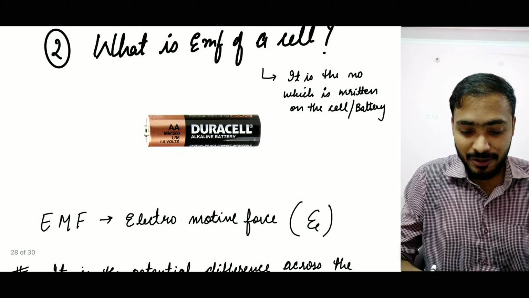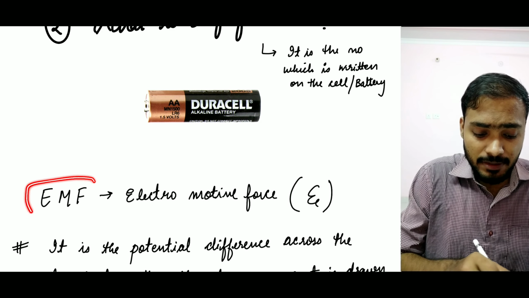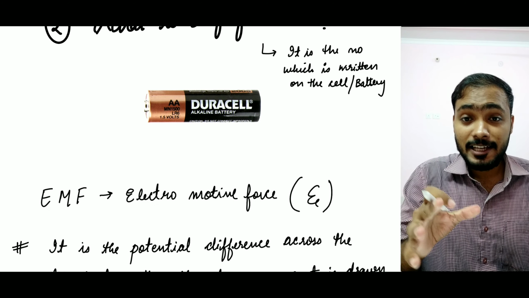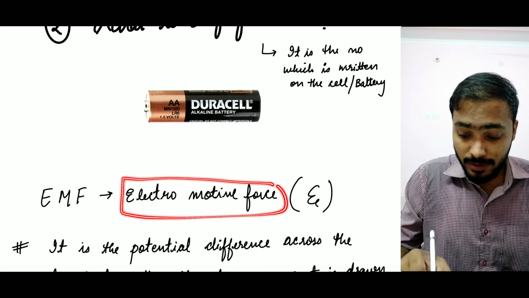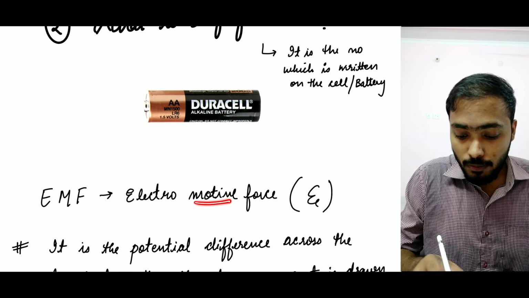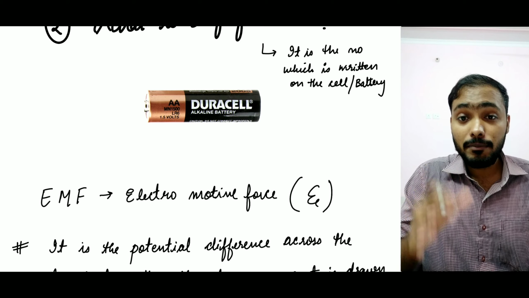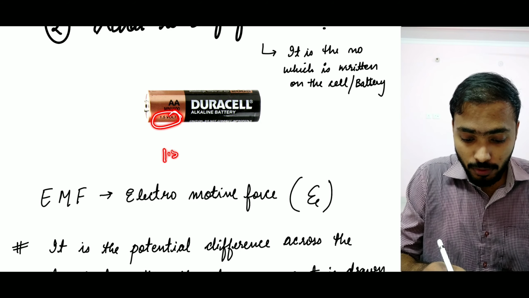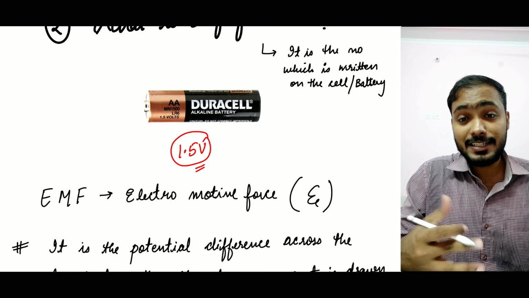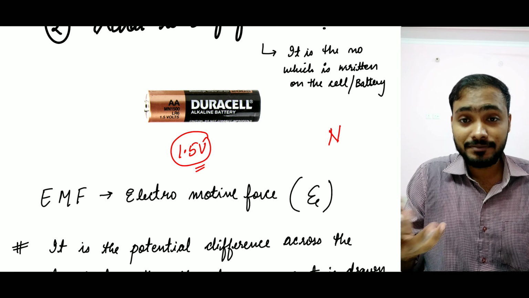Let's try to understand what this is. It is represented by the symbol E. EMF stands for electromotive force. This is where people become confused, because the full form is electromotive force, so it is basically a force by name, but it is written 1.5 volt. Now, volt is not the unit of force. Yes or no? The unit of force is Newton, right?